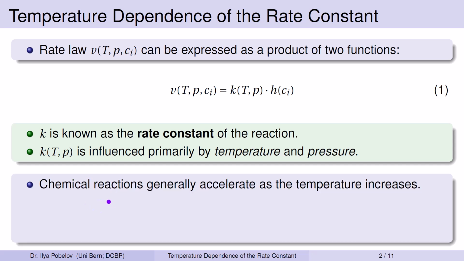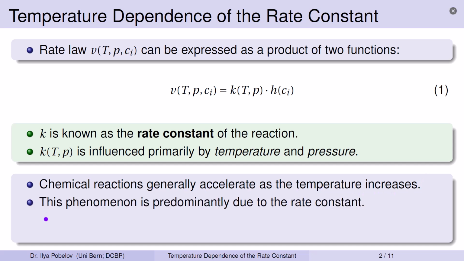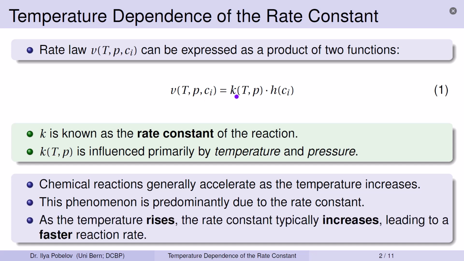A key observation in chemical kinetics is that chemical reactions generally accelerate as the temperature increases. This phenomenon is predominantly due to the variation of the rate constant with temperature. As the temperature rises, the rate constant typically increases, leading to a faster reaction rate.